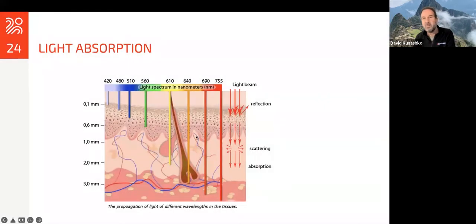So this is another little graphic showing you how, as the wavelengths are shorter, there's less penetration. As they get longer, there's greater penetration. And remember that most light entering the tissue is reflecting and scattering and doing all sorts of stuff other than what you want it to do, which is absorption by the chromophore that you're interested in.